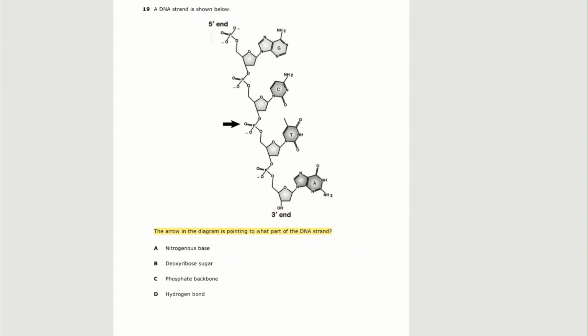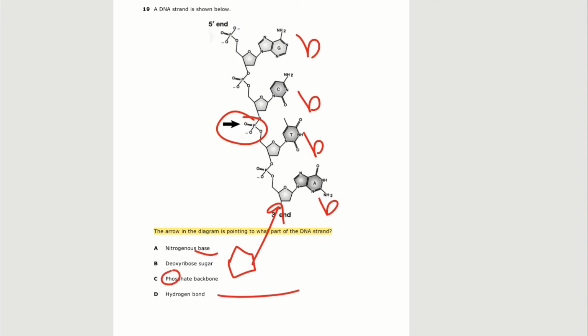The arrow in the diagram is pointing to what part of the DNA strand? I see it pointing to P. How about you? So what is that? Is that a base? No, the bases are here: A, T, C, and G, right? Sugar? I thought I said that the pentagon was the sugar, right? Phosphate? Well, I think it's a P, right? Hydrogen bond? The hydrogen bond would be here, connecting the A with the T.